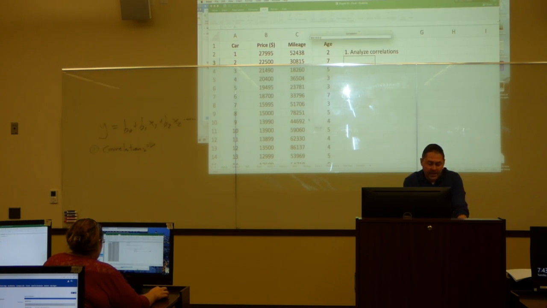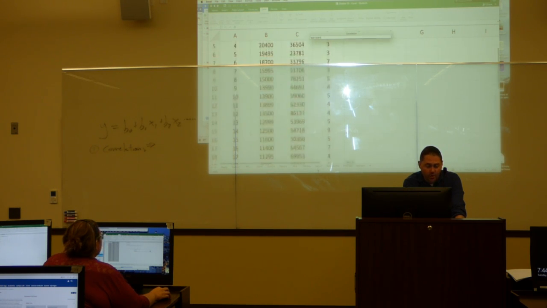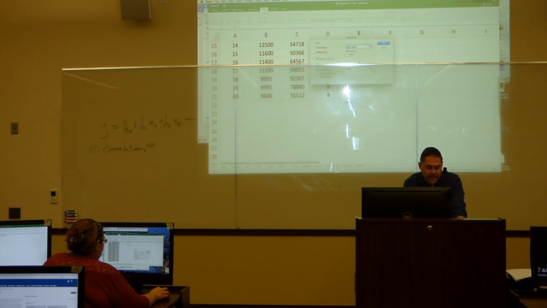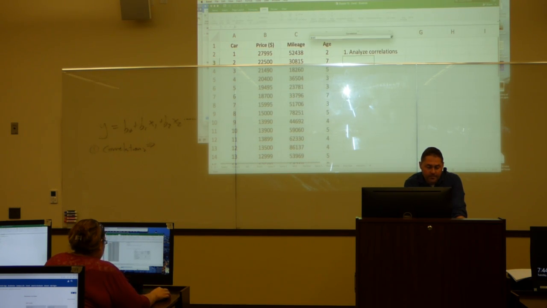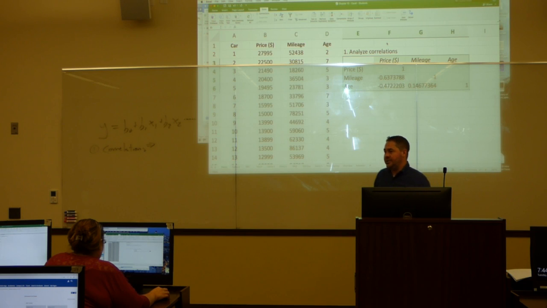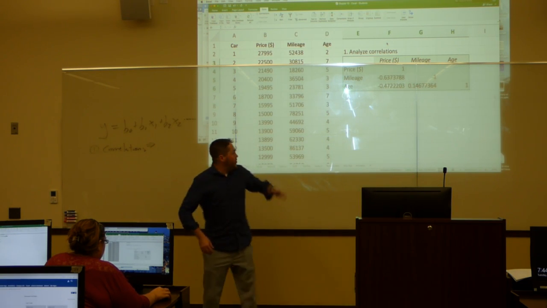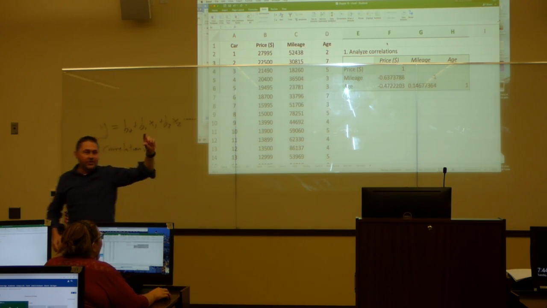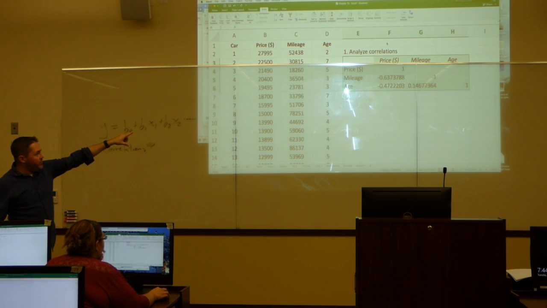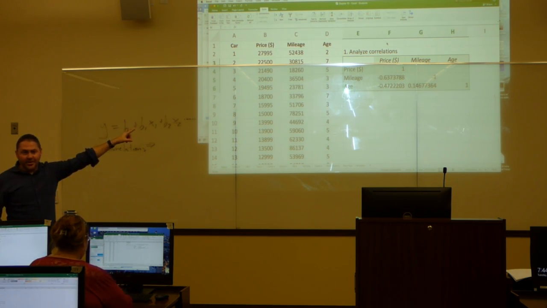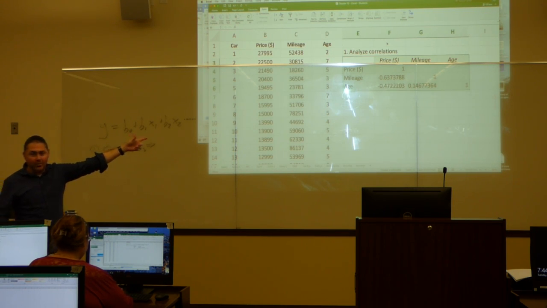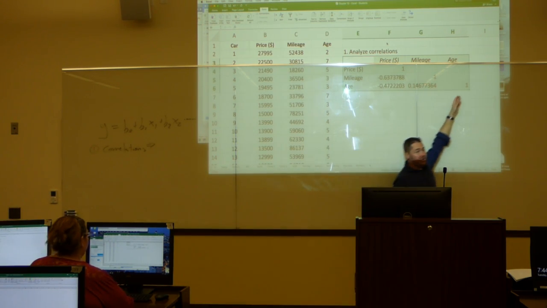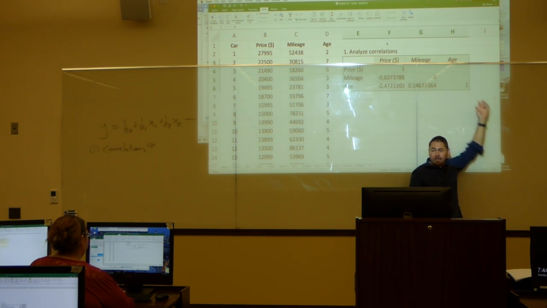Highlight everything. When you use data analysis, always include the headers. Labels in first row, pick out where you want it, I'll put it right here. And we have what's called the correlation matrix. Now you can look at the diagonal line, it's all ones. Why is that? The first one you see is the correlation between price and price, of course. Then mileage and mileage, of course that's going to be 1. Age and age, of course that's going to be 1, because they are the same variable.